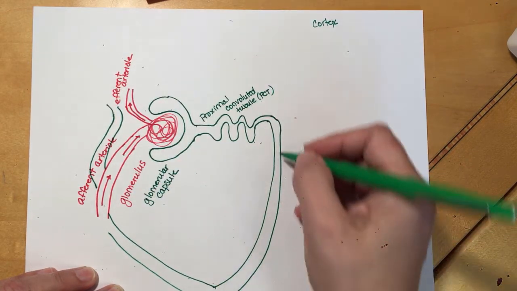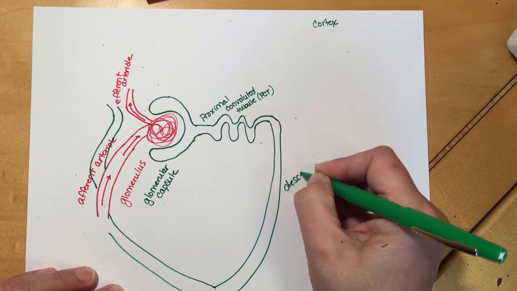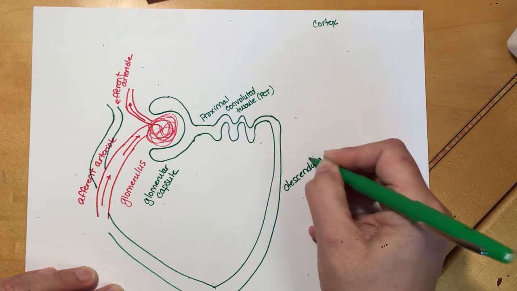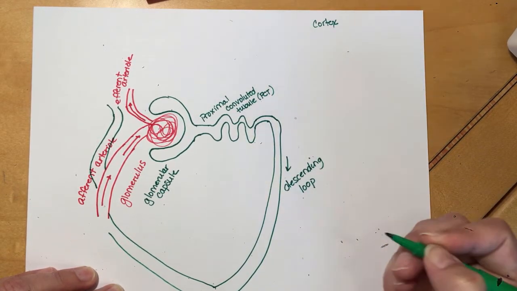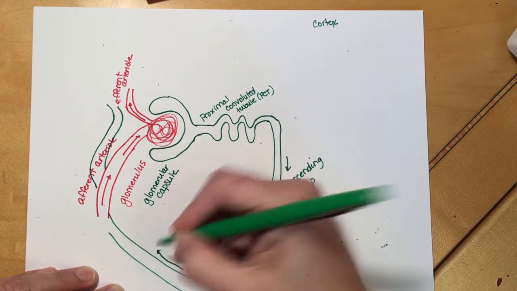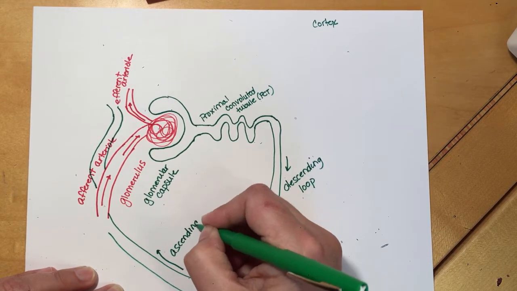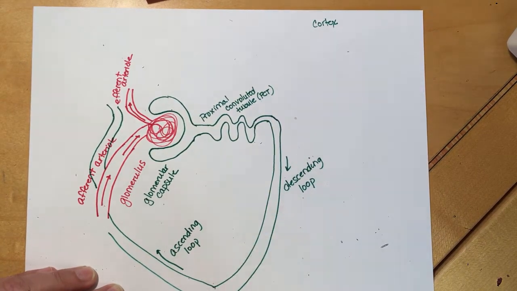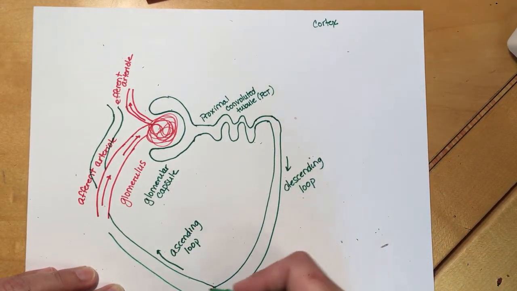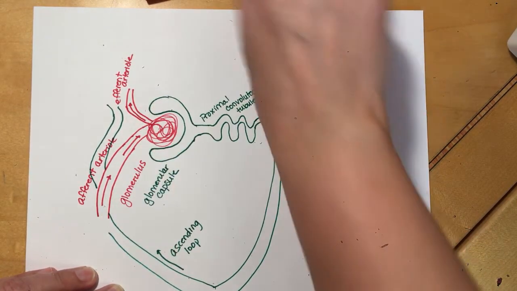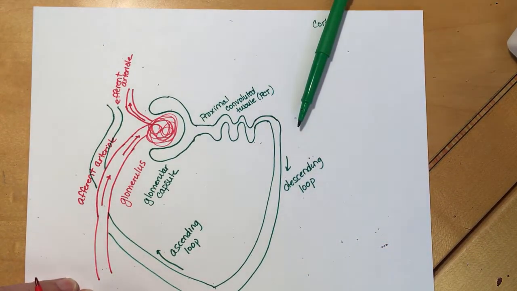Like so. And when the tube is going down, we call this the descending loop. Some people call it the descending limb. And it's going in this direction. And when it's coming back up again, it's called the ascending limb or loop. Okay? And you'll notice that the tube, the nephron tube, is going to come back up and it's going to come very close to the blood vessels where we first came in.